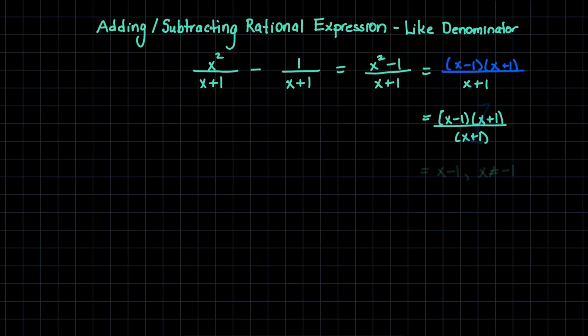Because x plus 1 is at the top and x plus 1 is at the bottom, I have a factor divided by itself. That simplifies to 1, and I'm left with x minus 1. And we know we have to say x cannot equal negative 1 because negative 1 would cause the denominator to equal 0.